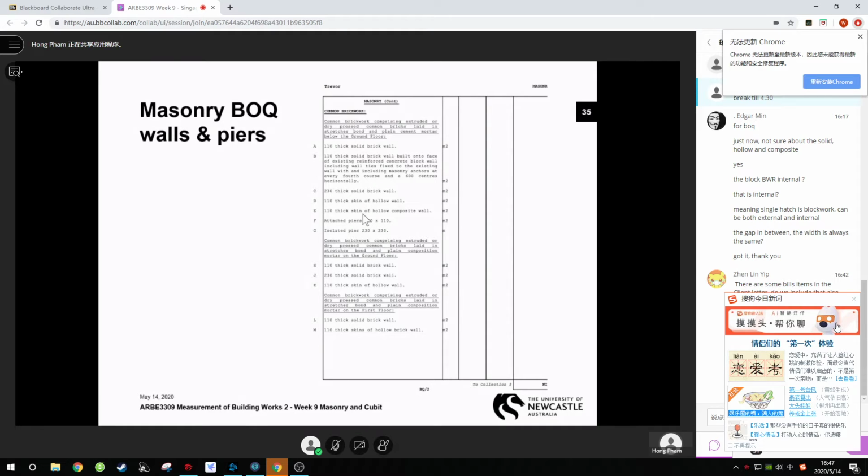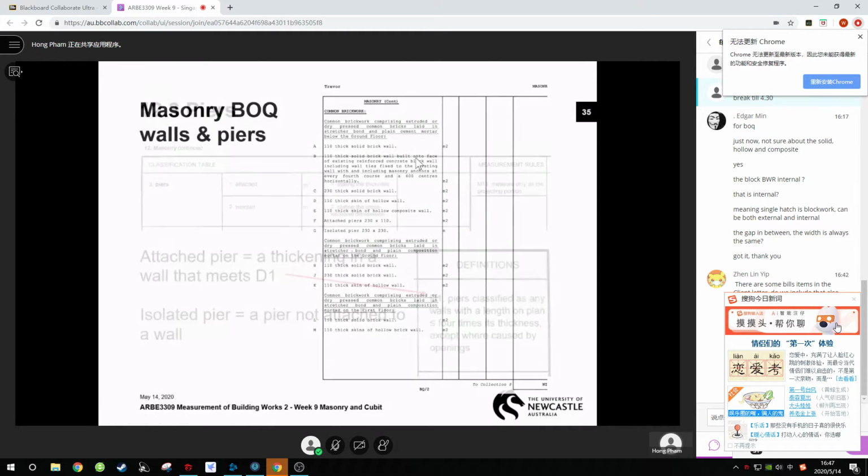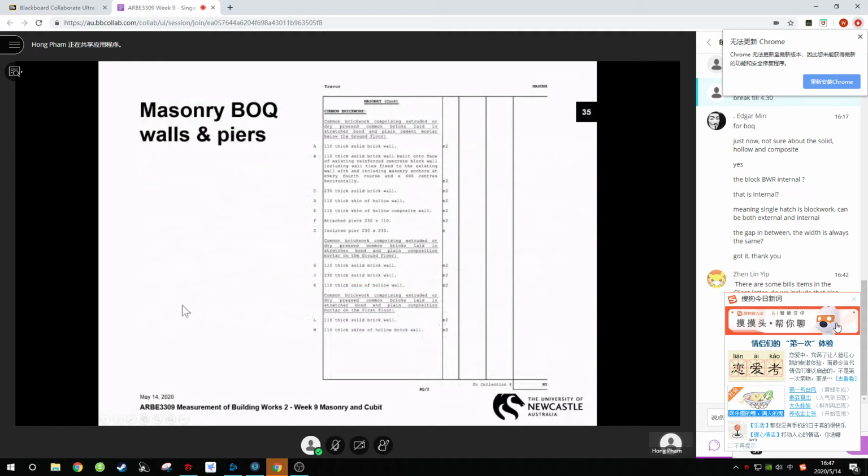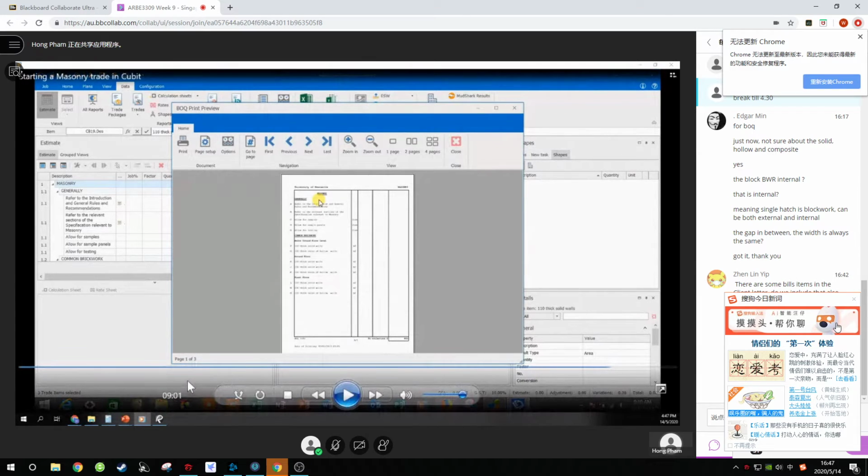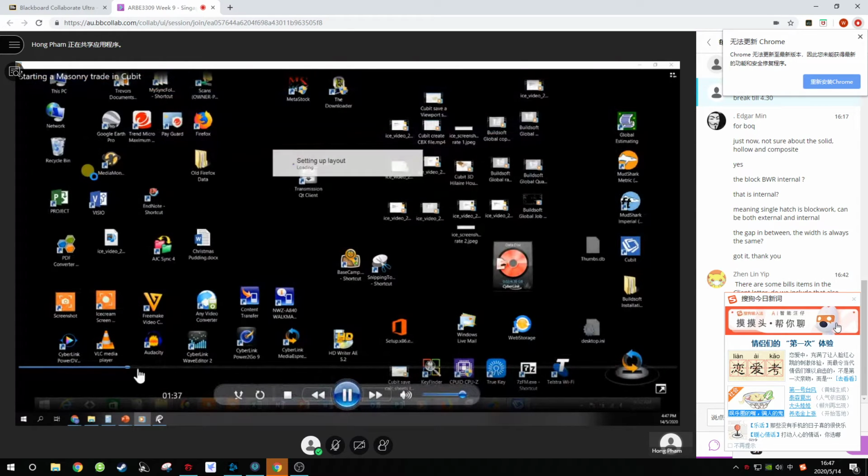Okay. But now I want you to try how to do the BOQ on Qubit. You can try based on the example here. I want to make it a bit faster. We're having a bit of a session.